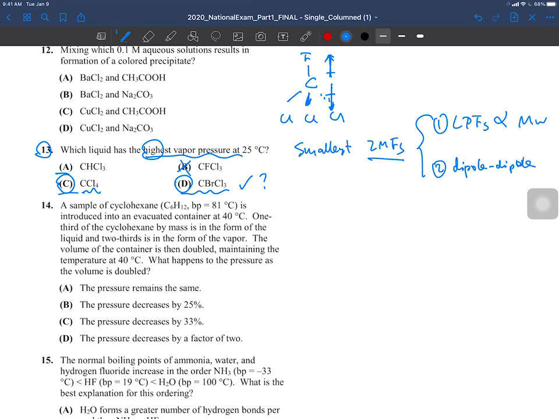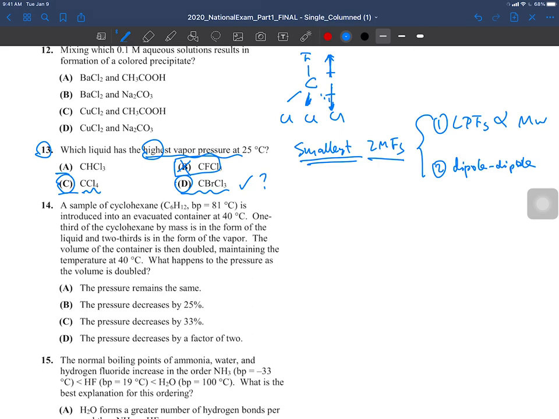The highest vapor pressure means the smallest IMF. So B is exactly the one which is nonpolar with the smallest LDF. So this should be the answer. I was trying to think about which one has the lowest vapor pressure, or actually I was thinking about which one has the highest intermolecular forces. So we should choose just the opposite. I apologize. So I think now it's relatively easier. B is nonpolar, and the molar mass is pretty much the smallest.